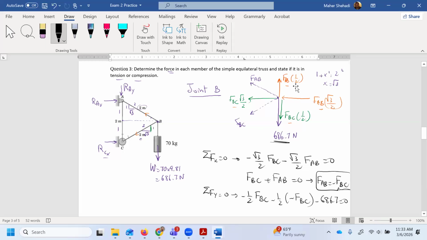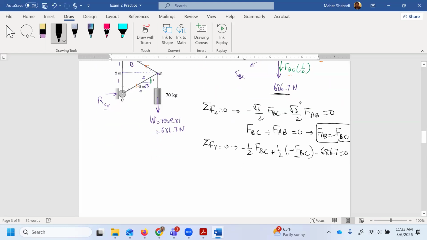This FAB is actually over 2. It was moving up, and that has to be plus half FAB. FAB is negative FBC. So from here, I will have minus half FBC minus half FBC. So it's minus FBC minus 686.7. I'll take it to the other side, equals 0. Therefore, FBC is minus 686.7. Therefore, it's under compression, and that's in newtons.